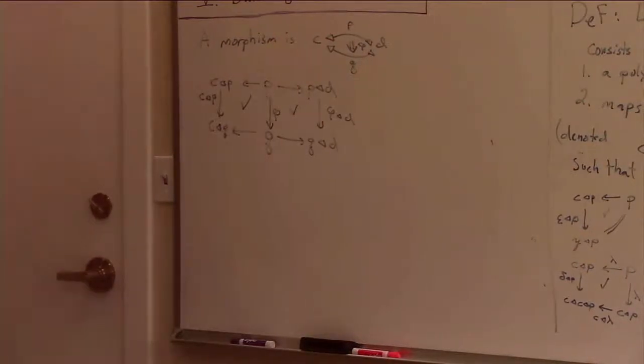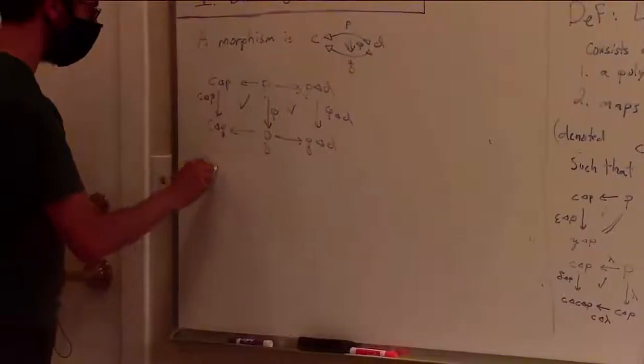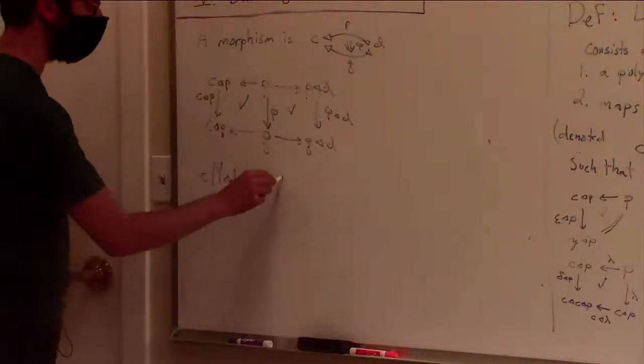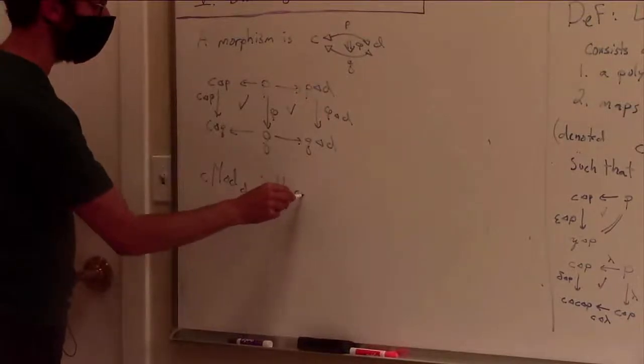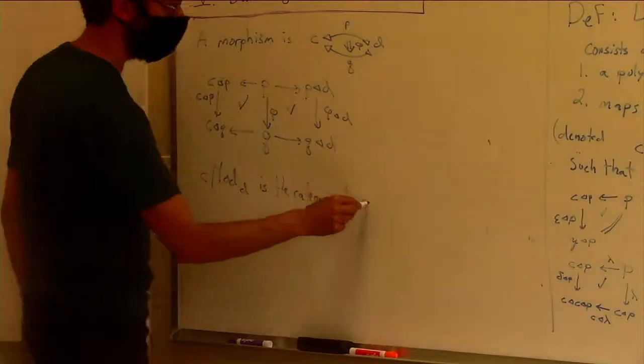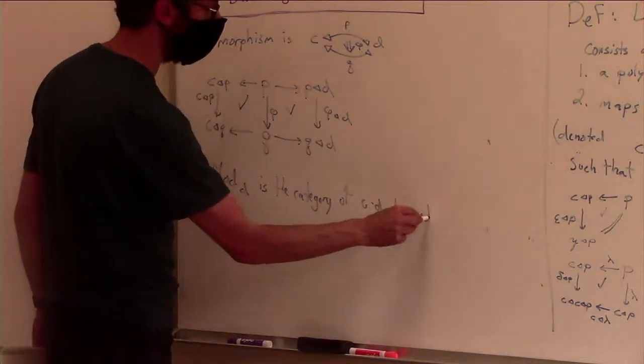You don't have to check any more laws, just these. And then we have C mod D is the category. It should probably be called comod of C, D by comodules. Like this, and morphisms like this.